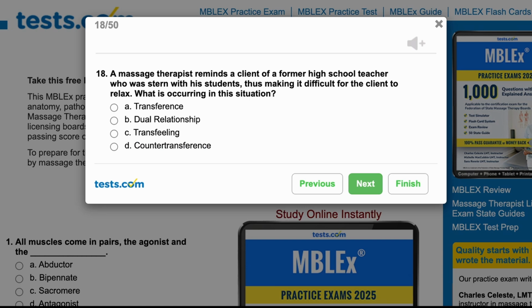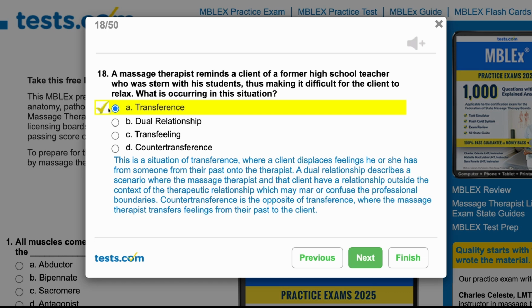Question 18. A massage therapist reminds a client of a former high school teacher who was stern with his students, thus making it difficult for the client to relax. What is occurring in this situation? A. Transference. B. Dual relationship. C. Transfeeling. Or D. Countertransference.